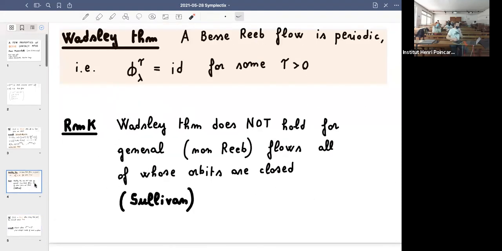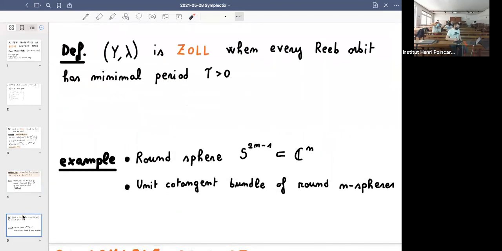So Wadsley's theorem is a consequence of the fact that Reeb flows are geodesical. So the Reeb orbits are geodesics for a suitable associated Riemannian metric. So Alberto already spoke this morning about Zoll contact manifolds, but let me remind you the definition.